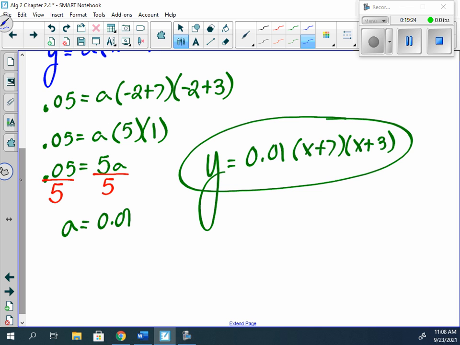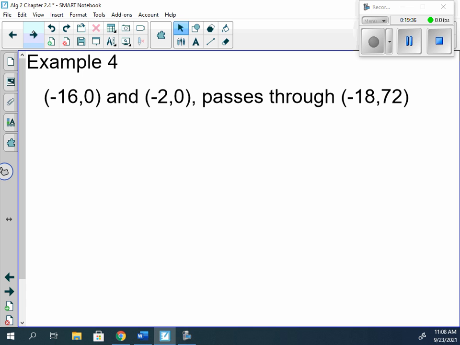Questions on this here? Let's do one last one. This one didn't give me the x-intercepts, it just gave me the points (-16, 0) and (-2, 0).